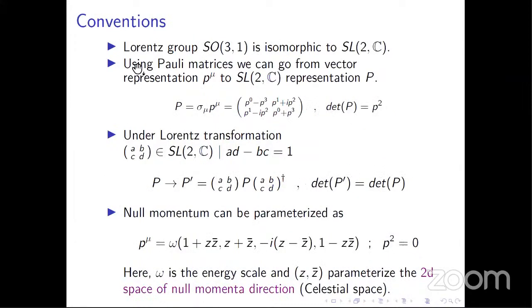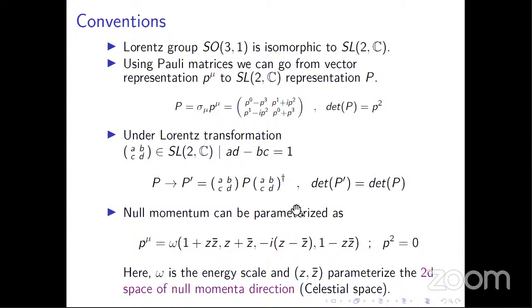So let's begin. For the Lorentz group, the SO(3,1), this is isomorphic to SL(2,C). So now using the Pauli matrices, we can go from the vector representation P^mu to the SL(2,C) representation P. Now this capital P is the representation of four momenta in SL(2,C) representation, and this is how we define the norm. Now under Lorentz transformation, it transforms in the following way, and we see that determinant that is the norm is conserved.